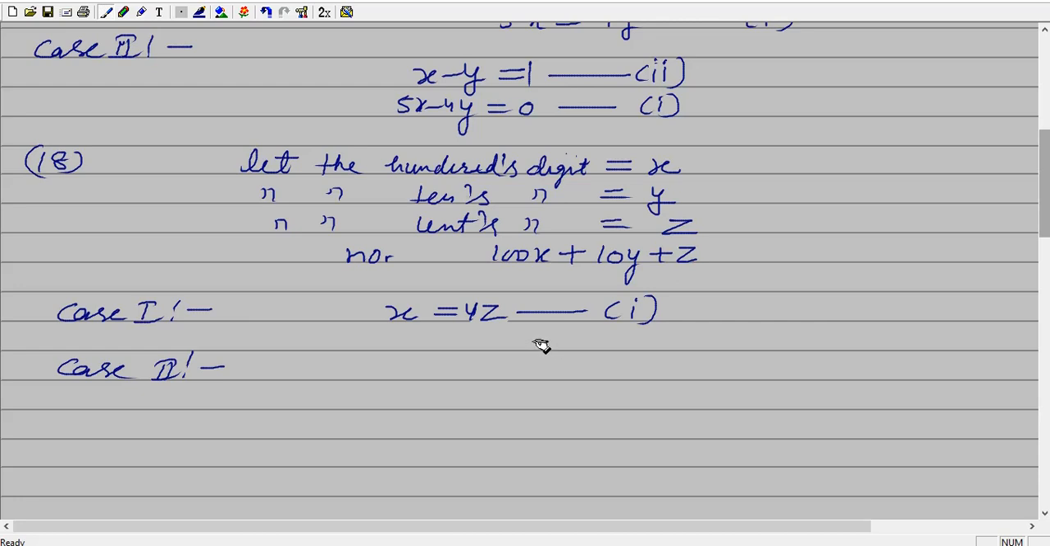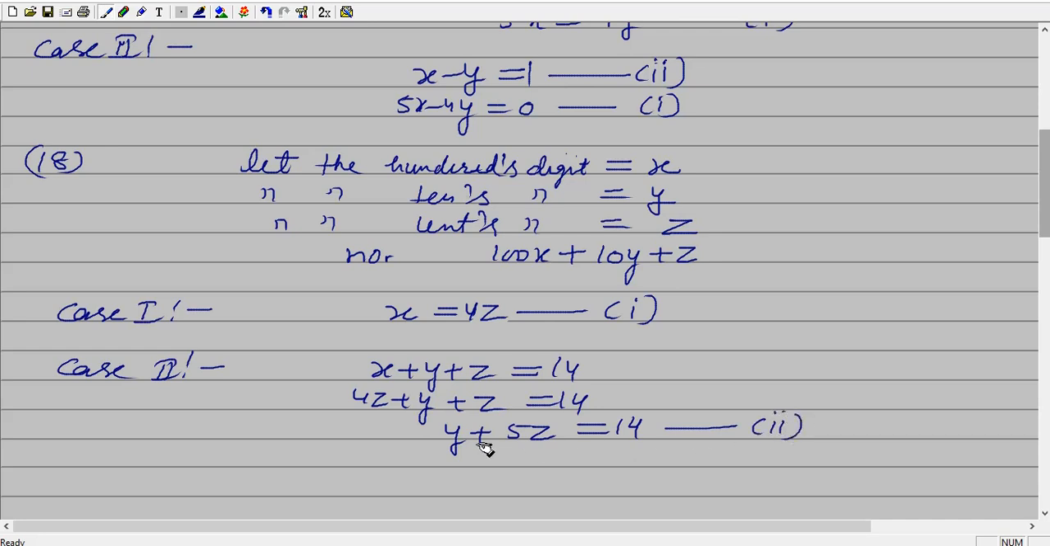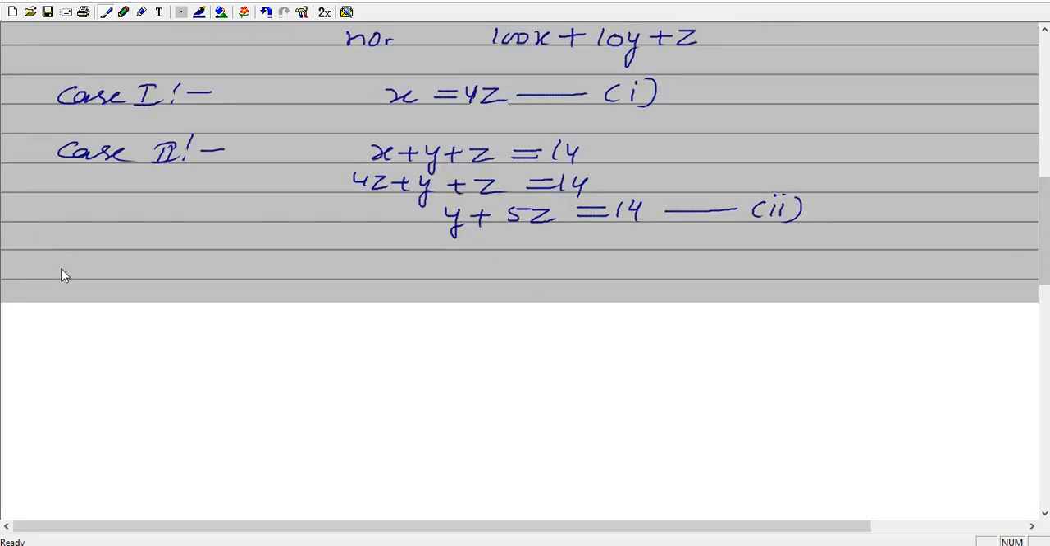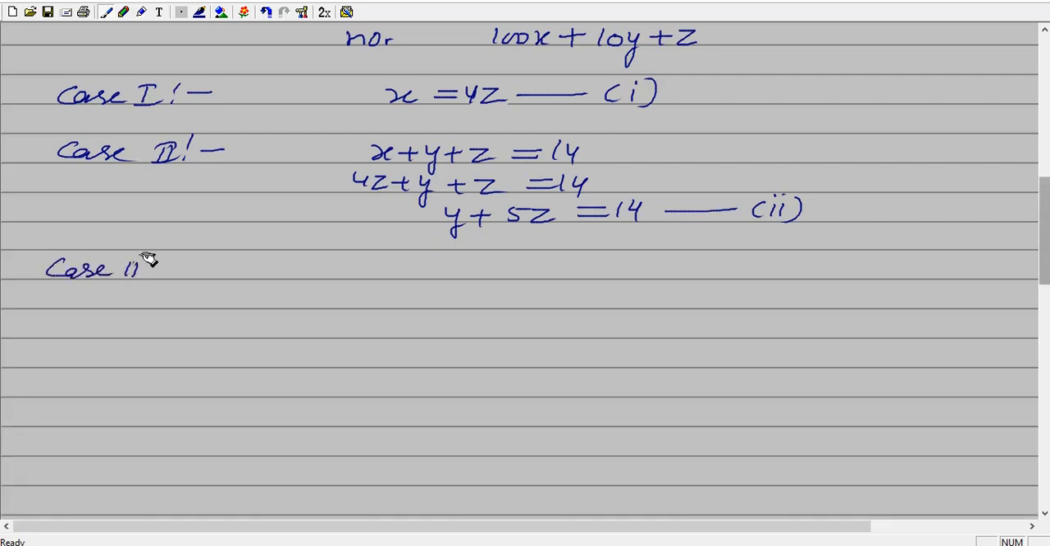And the sum of the 3 digits is 14. Very good. x plus y plus z is equal to 14. Now you can put x equal to 4z, so 4z plus y plus z is equal to 14. Now y plus 5z is equal to 14. Equation number 2. Now we have converted this equation into only the 2 variables y and z. And in case third, you can see the number of unknown variables equals the number of equations we form.